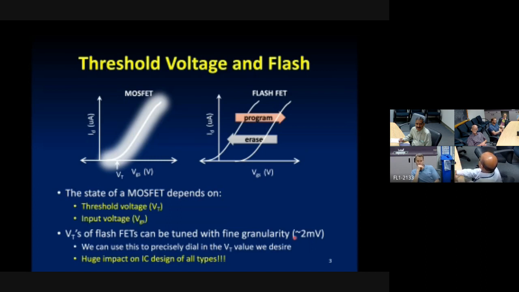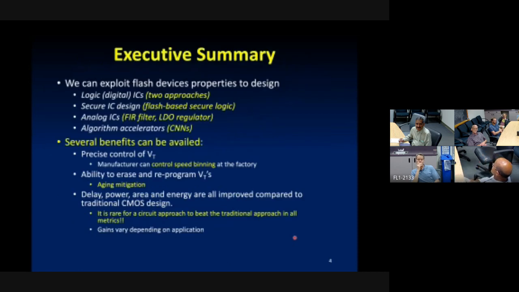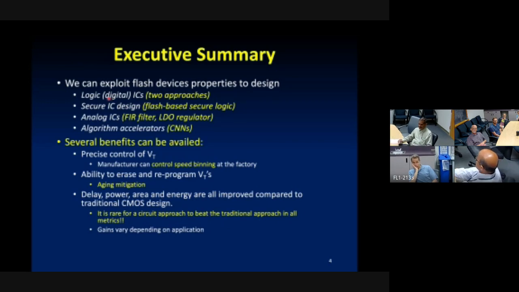So what kinds of ICs does this help? It can help, and we've explored as well, various kinds of ICs like logic ICs, analog ICs, and algorithm accelerators and stuff. And in the yellow parentheses are the papers that we've done, and there's some that I'm missing here, right? So essentially, you can exploit Flash to design logic ICs, like your iPhone chip, if you want to think of it like that. We have 2 approaches to do that, and I'll discuss them briefly. And then also secure ICs. We'll talk about why we are interested in secure designs and how you can do them with Flash.